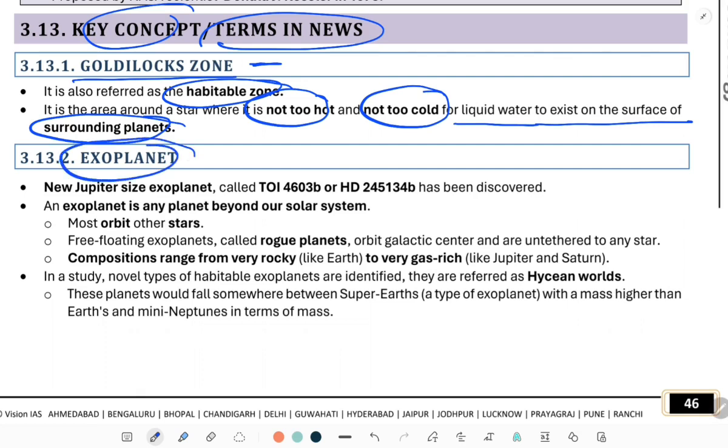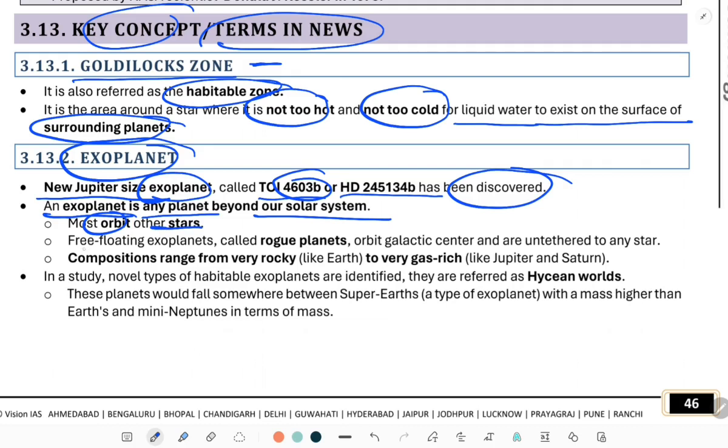Then we'll see exoplanets. A new Jupiter-size exoplanet called TOI-4603b, or HD 245134b, has been discovered. An exoplanet is any planet beyond our solar system. Most orbit other stars, and free-floating exoplanets are called rogue planets. Composition ranges from very rocky to very gas-rich.